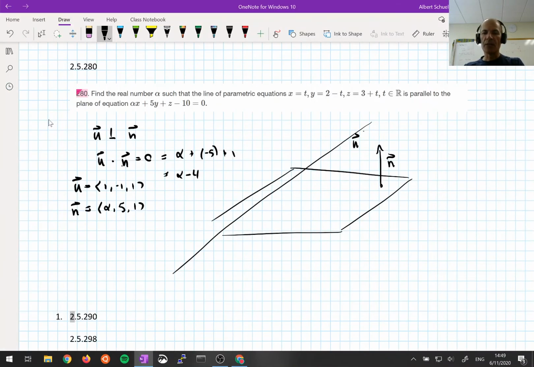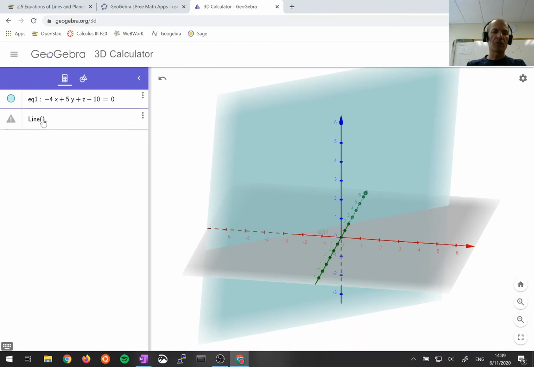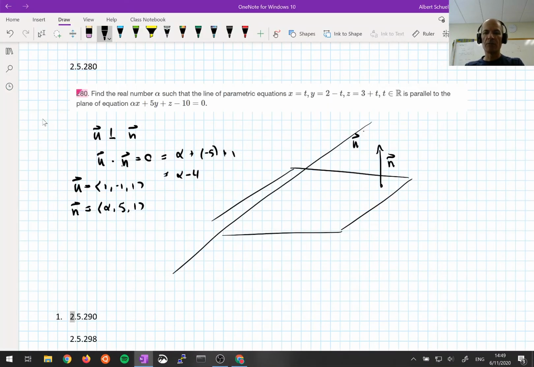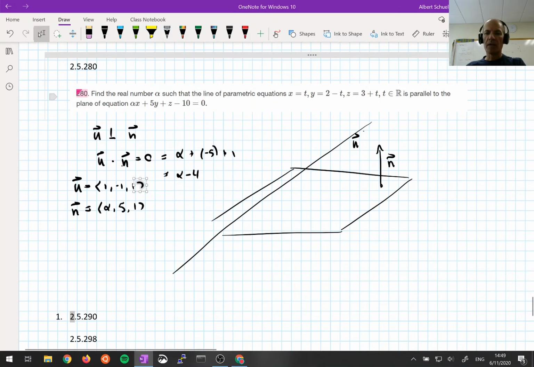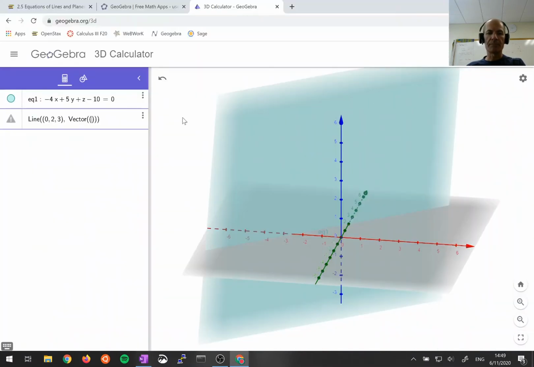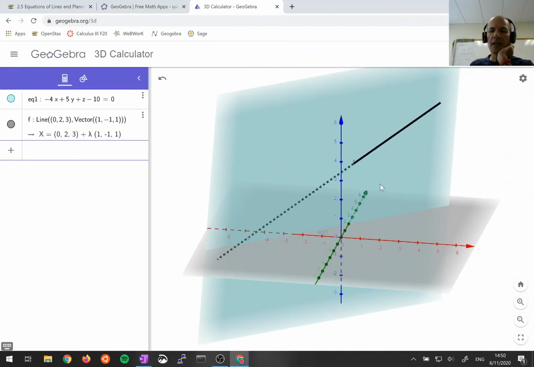The line has this parametric form, and we're going to plot it in point vector form. So we're going to start with the line. When we type the word line, we get brief instructions or a reminder how to do this. We want a point and a direction vector. Points are just a trio of numbers. The point is 0, 2, 3. And the vector is the direction 1, -1, 1. Okay, there's the line, there's the plane.